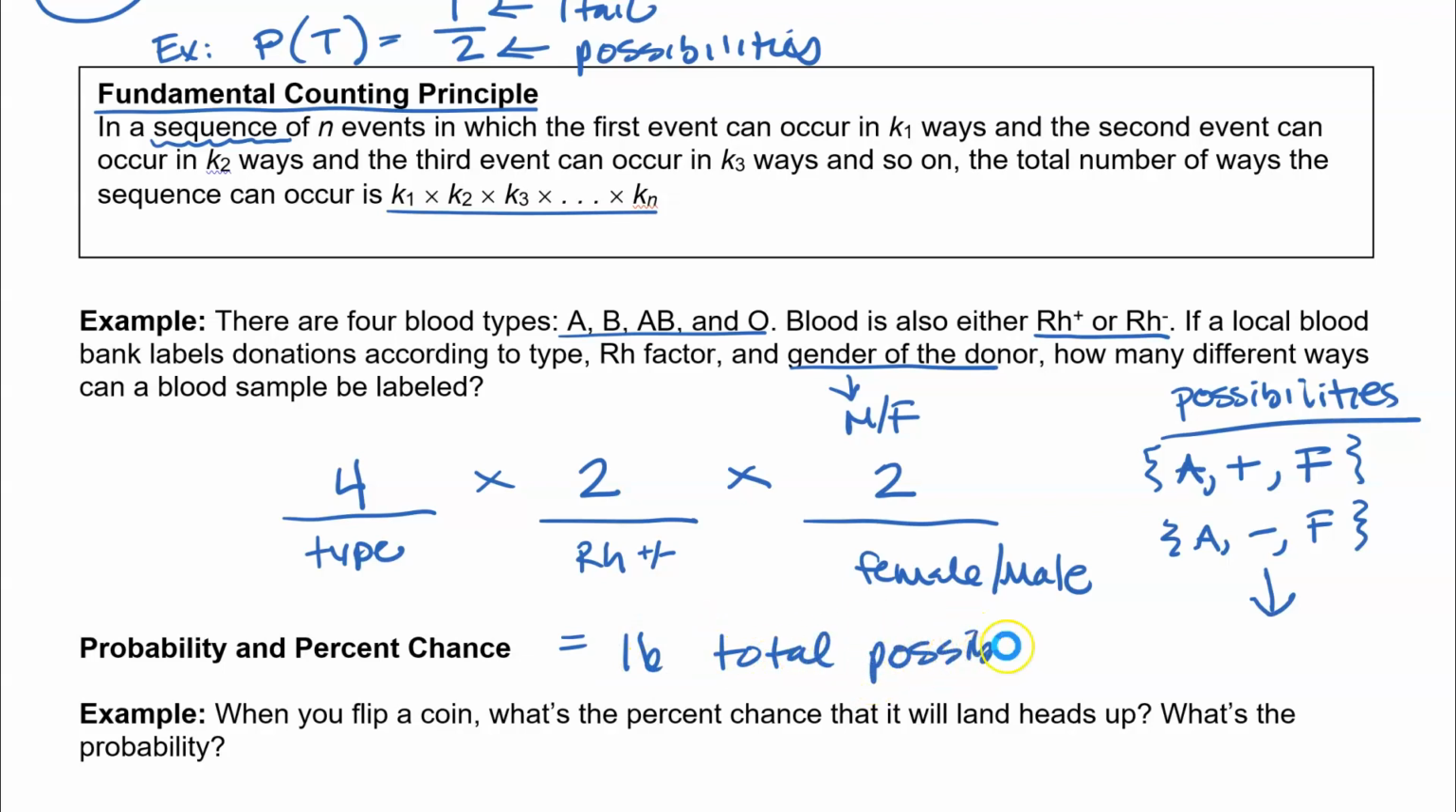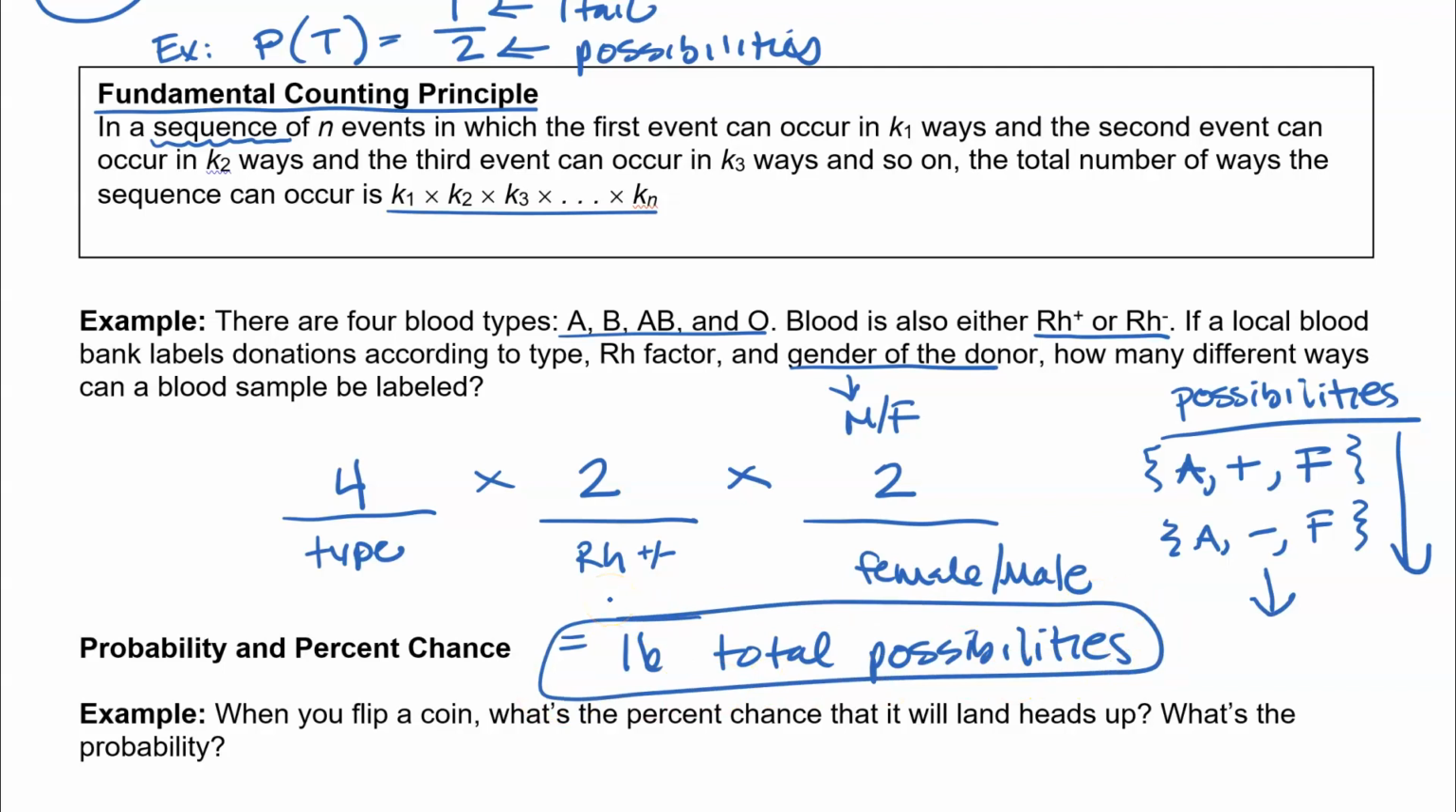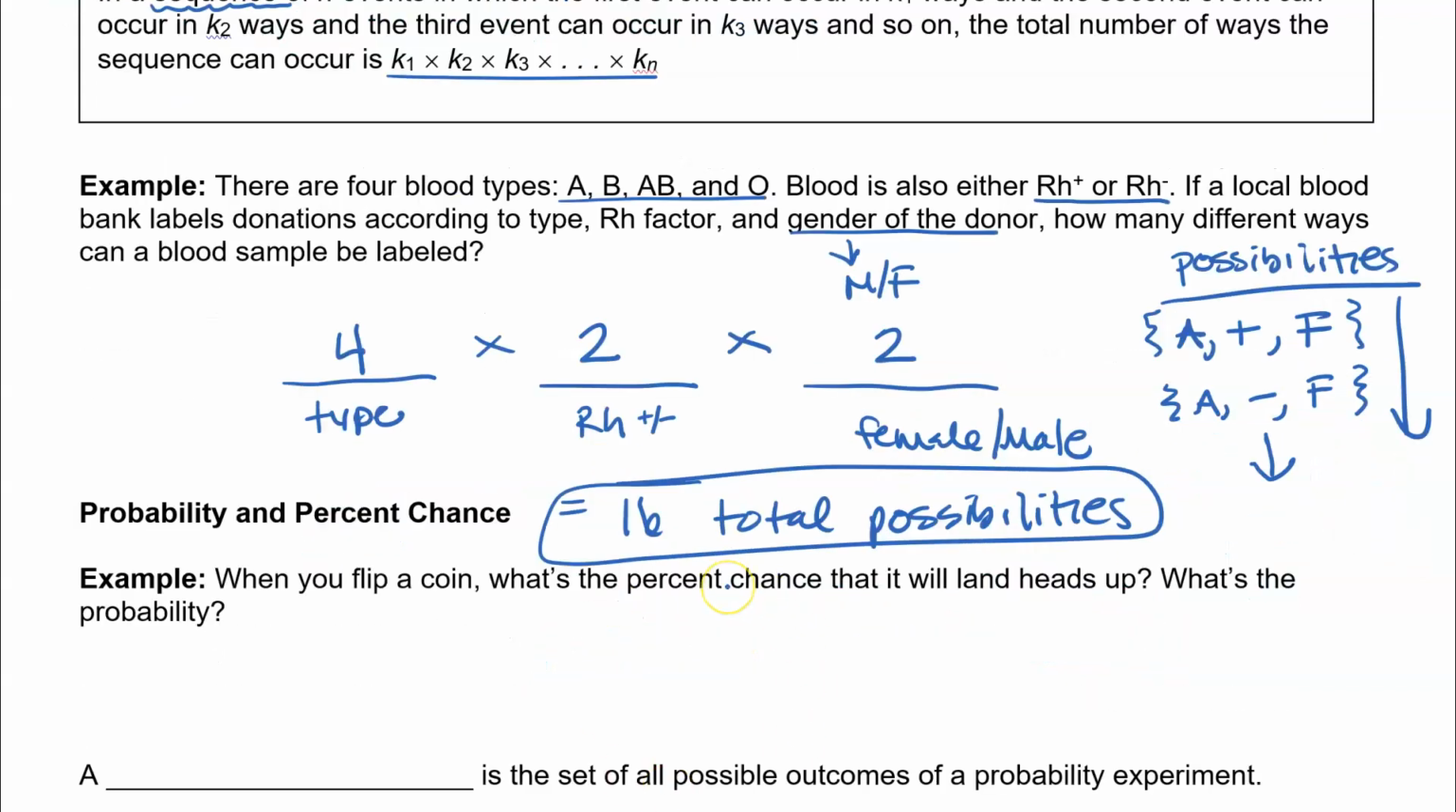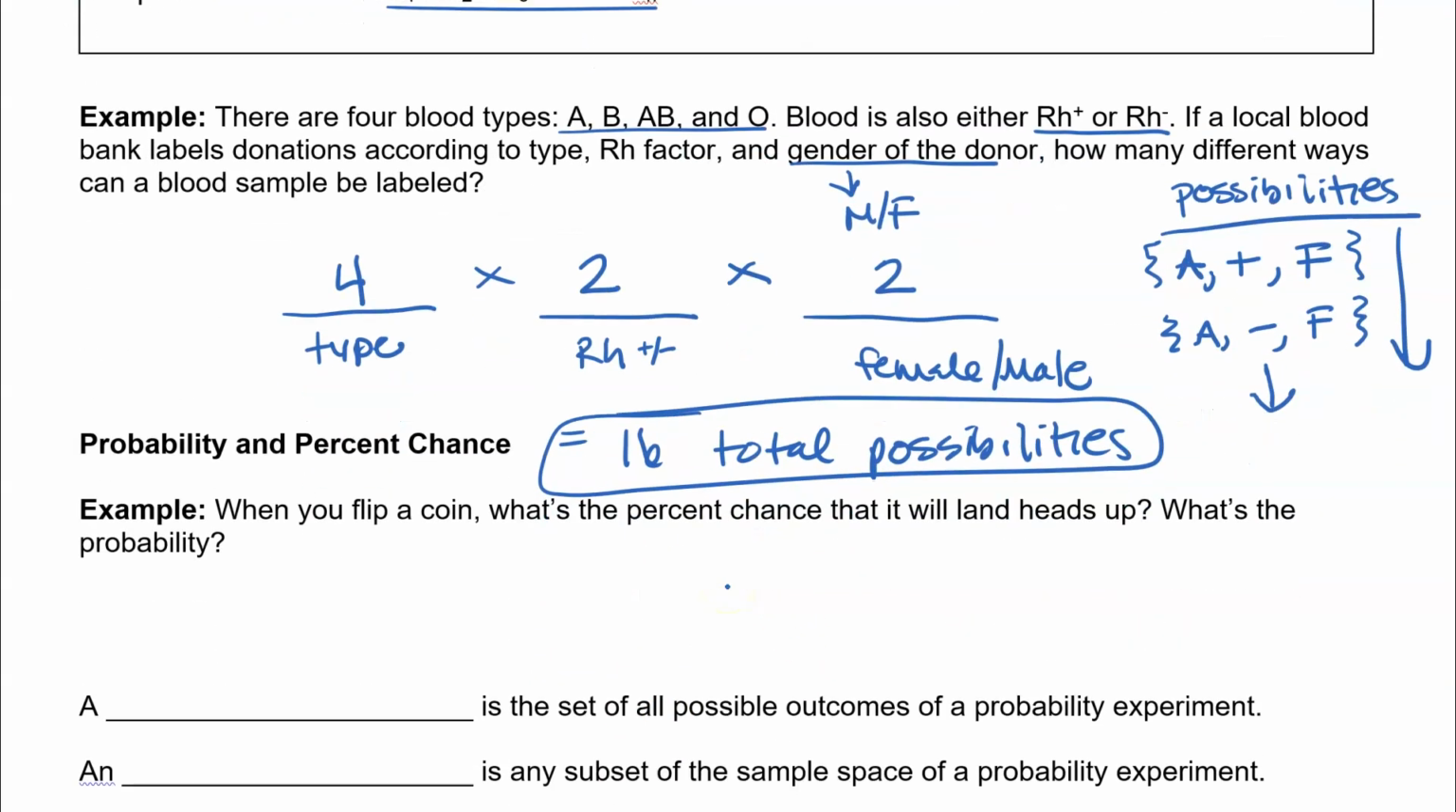That's helpful. As I'll tell you, when you go to make this list on the side here with the possibilities, it's really easy to forget some. So it's nice to know the total. So let's do another example.